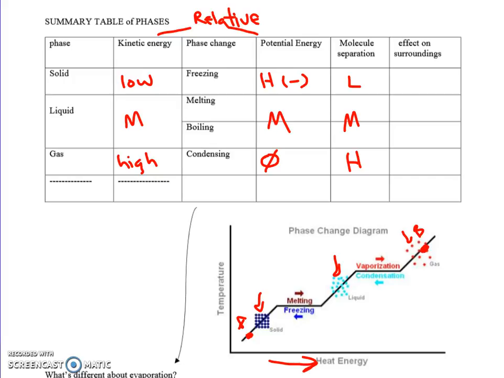And then lastly, the effect on the surroundings. So what do I mean by that? So let's take water. Let's say water is in the liquid phase. Okay, so we're somewhere here, and we're about to enter. We're going to freeze it. So we're going to go to the solid phase. We're going this way on our diagram. So what does that mean?